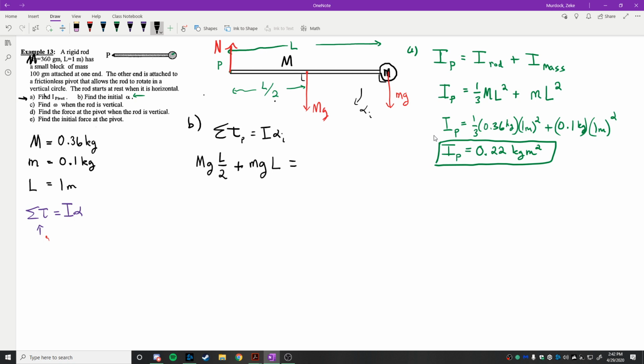All of that should be equal to I times alpha. Well, this is I about the pivot, right? We actually know what that is. We'll just keep that as IP. We don't need to plug everything in again. And that should be related to the initial angular acceleration of the system.